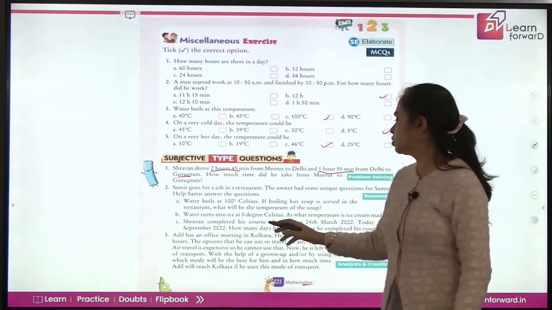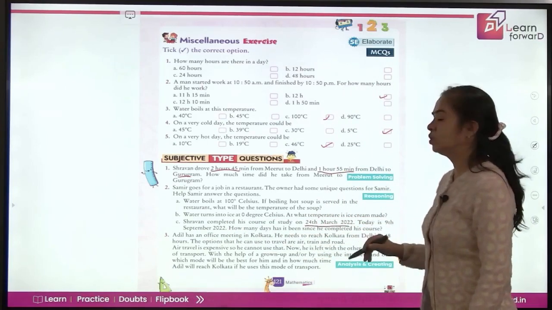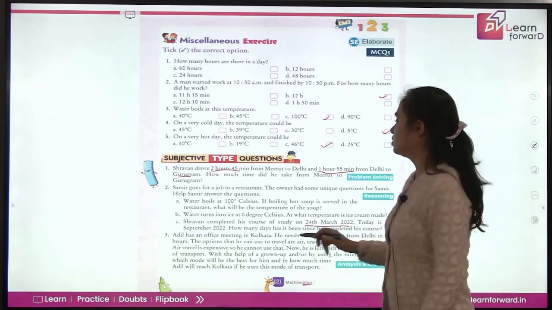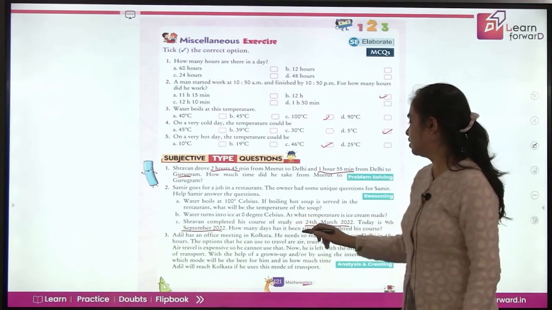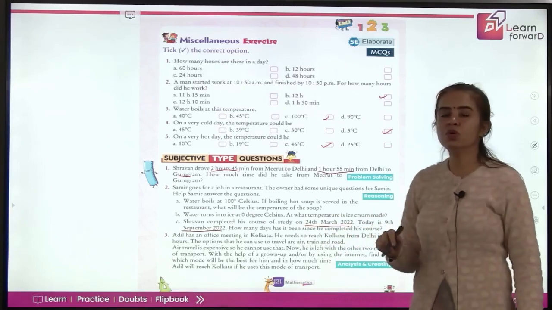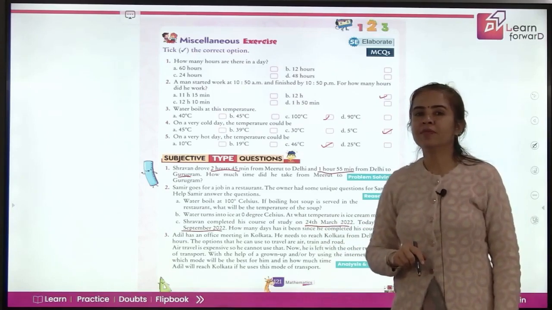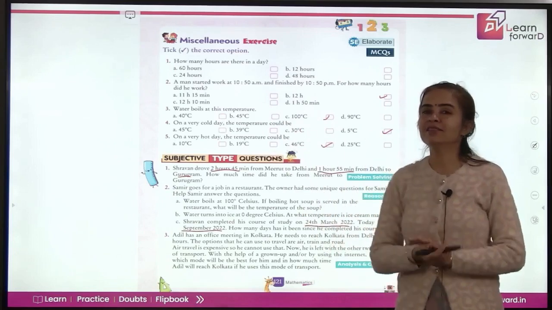Shravan completed his course of study on 24th March 2022. Today is 9th September 2022. How many days has it been since he completed his course? So what will you do here? The finishing time minus starting time.